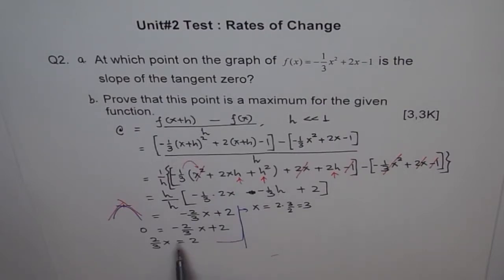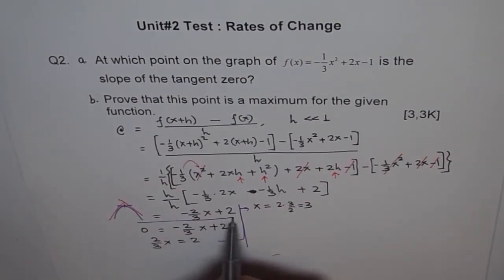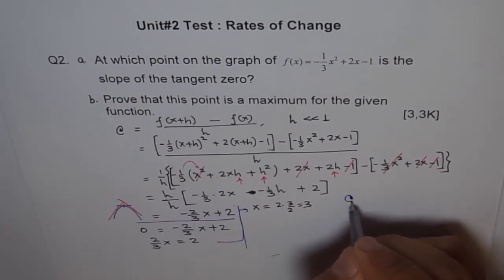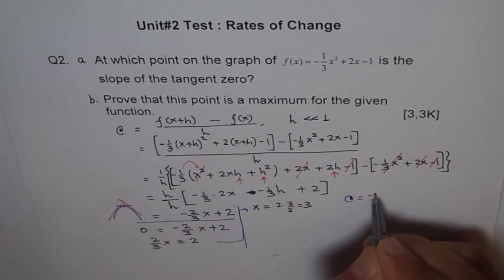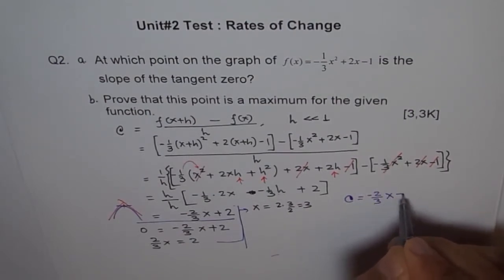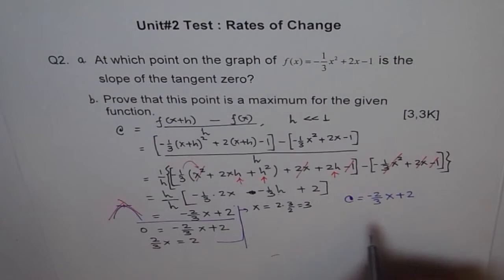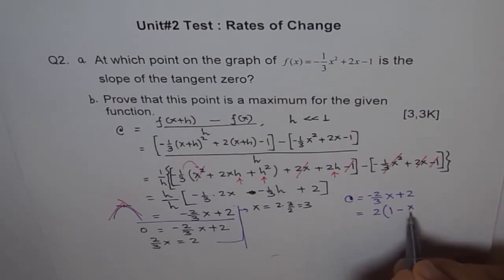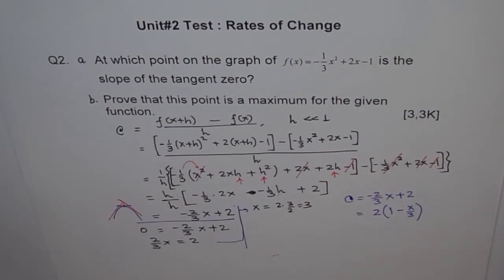Now I'll prove it like this. We have this formula here. We say instantaneous rate of change is this, right? This is our formula, correct? So let me write this again here. Instantaneous rate of change is equal to minus 2 over 3 x plus 2, correct? Now I will simplify it by taking 2 common. So if I take 2 common, I have got 1 here, and this is the minus term, so I'm keeping it on this side, minus x over 3. Does it make sense? So that is my instantaneous rate of change.